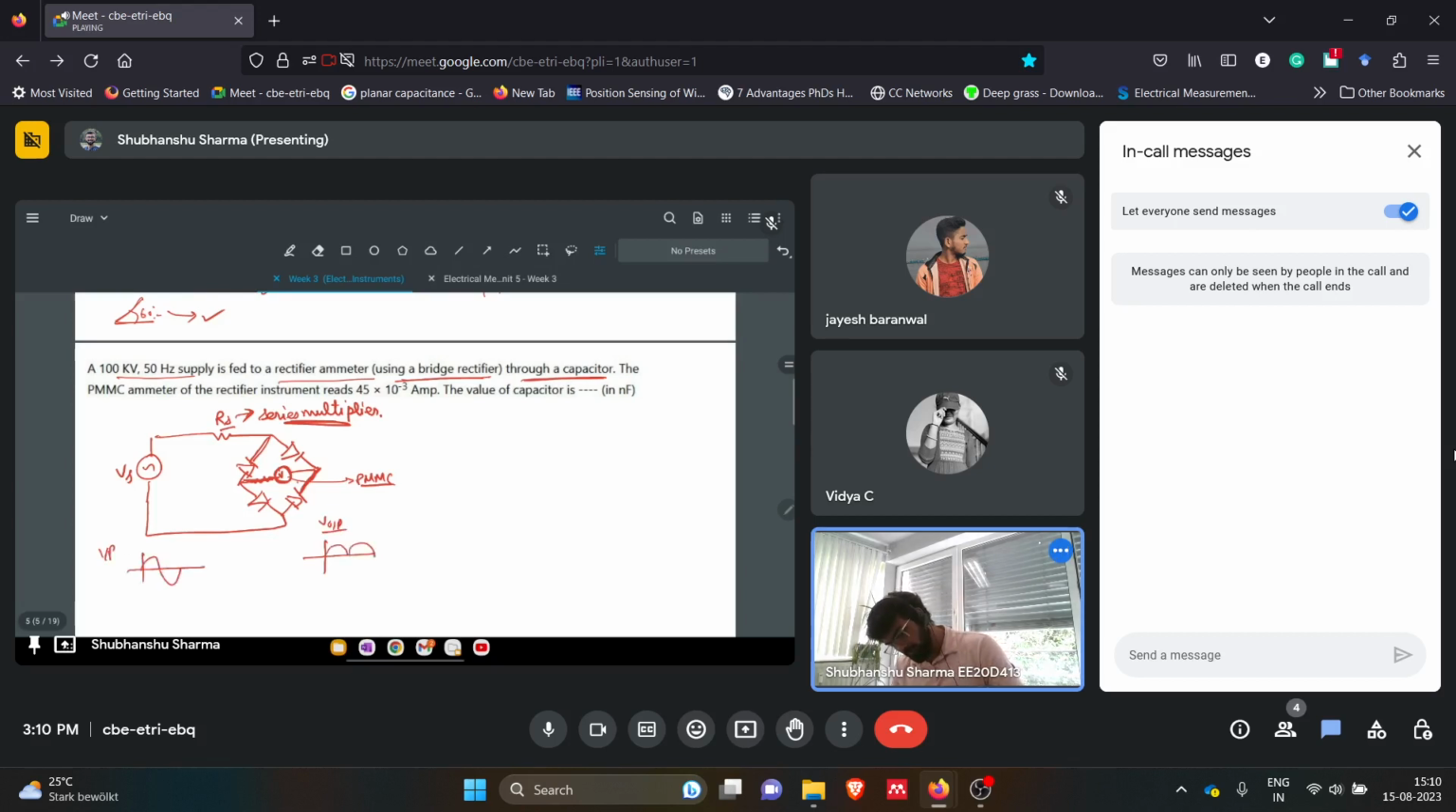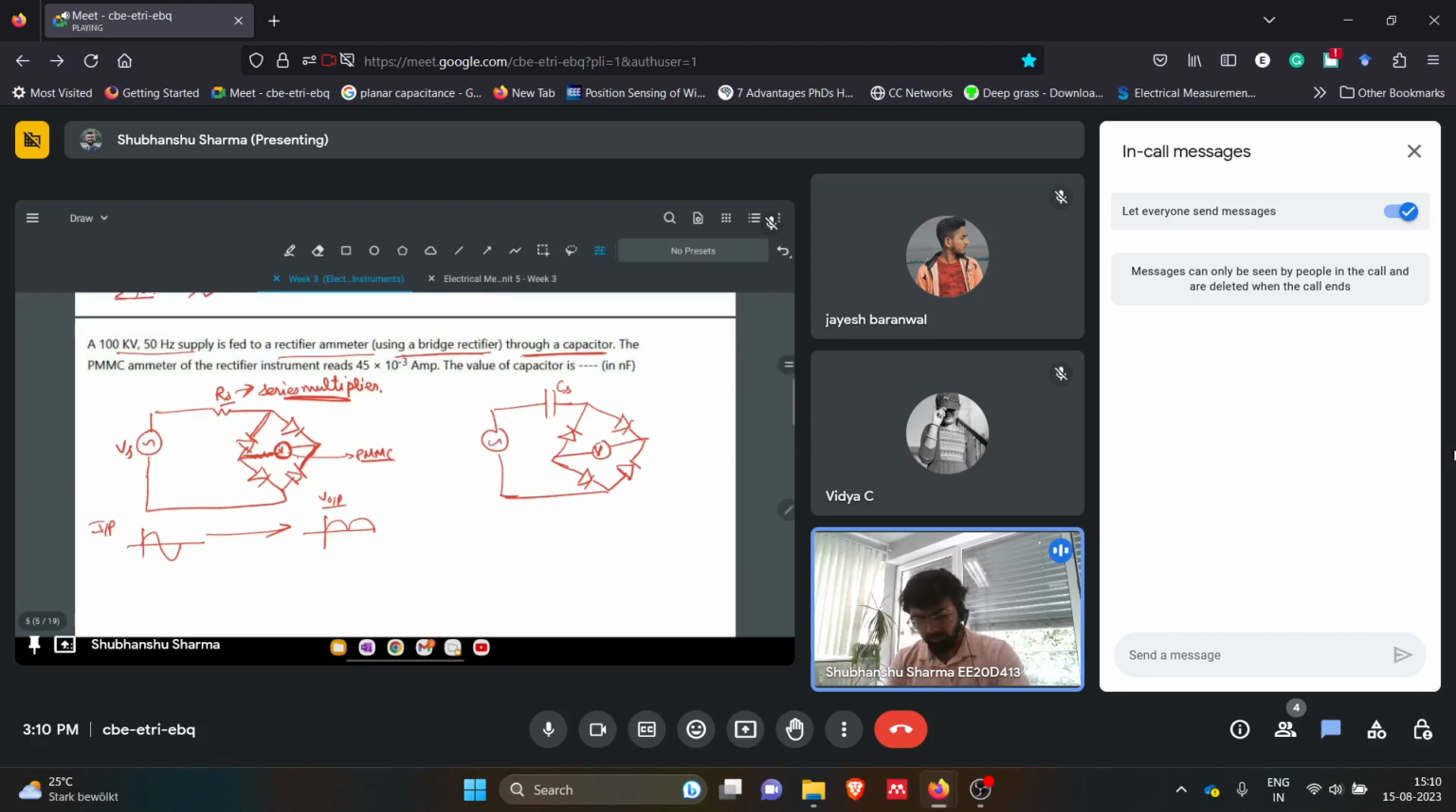Now in this question, instead of this RS we attach a capacitor, and they are saying this is a series multiplier kind of. So instead of RS we are using this CS. We have the same structure, and we have this PMMC meter and a sinusoidal source like this. So the reactance of this CS will be 1 by omega C.